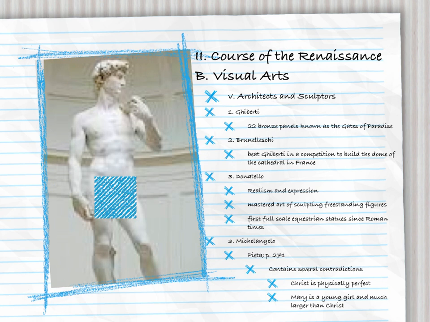Then we have Michelangelo, and you can see one of his famous sculptures, the Pieta, on page 271. This has many contradictions if you really look at it. Christ is physically perfect. He doesn't have any blemishes on him, even though this is depicting him after the crucifixion, right, where he should be very injured. Mary is depicted as a very young girl, even though at the time of Christ's death she would not have been very young. She would have been a middle-aged woman.